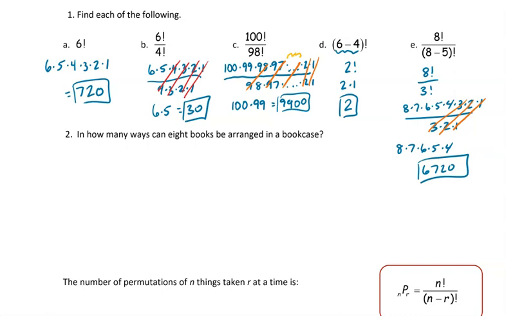All right, so that's the basic for factorials. So for number 2, in how many ways can 8 books be arranged in a bookcase? So we have 8 spots for 8 books. That is just going to be 8 factorial. So that's 8 times 7 times 6 times 5 times 4 times 3 times 2 times 1. Multiply all of those together, and we get 40,320.